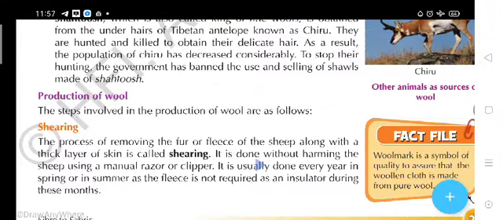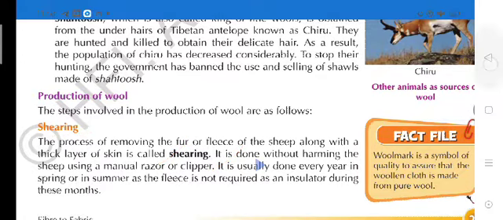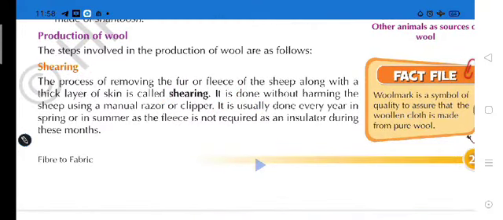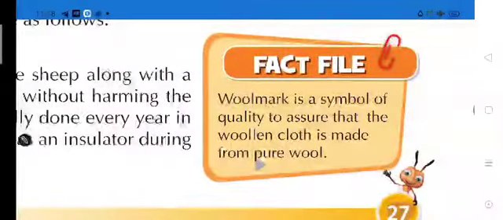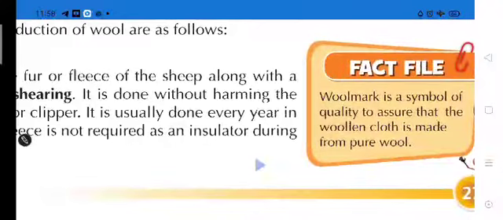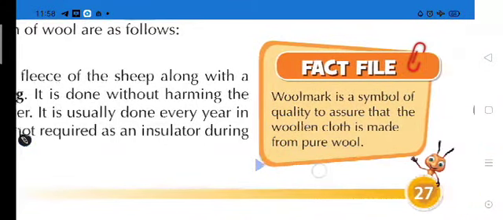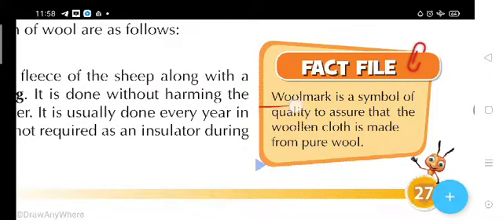For the shearing process, we can use different instruments like the razor and the clippers. Here is a fact, students. Let's see. Wool mark is a symbol of quality to assure that the woolen cloth is made from pure wool. If you want to purchase pure wool, then you have to look for this wool mark, because it represents the quality of wool.